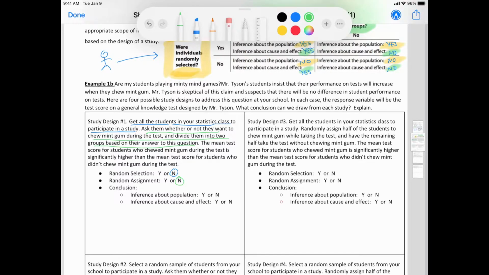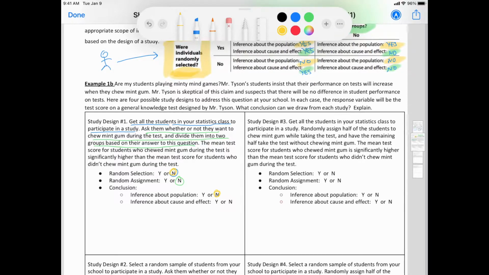Okay, so let's review. We didn't have random selection. And then on top of that, can we make an inference about the population? Can we make an inference about those students? No. We conclude that students in the statistics class who chew mint gum during the test scored higher on average than those who did not chew gum.